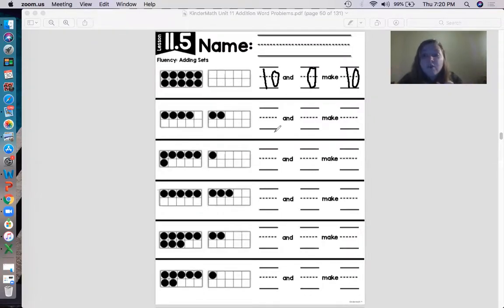So I want you to try the rest of the page by yourself and post your pictures below. So what you're going to do, this number is about the first 10 frame. The second line is about the second 10 frame. And then the third line is both 10 frames all together. So you need to count how many dots there are all together, okay? I want you to try your best. I know you can do it.